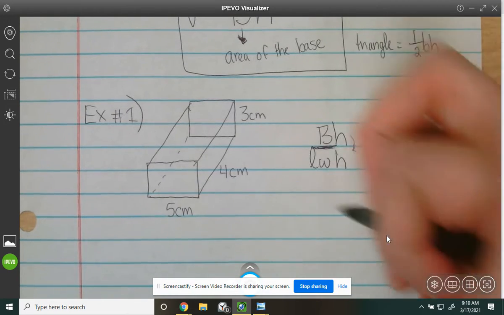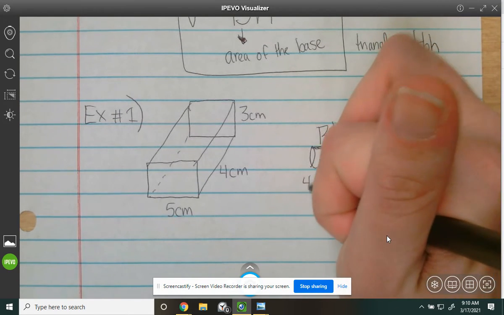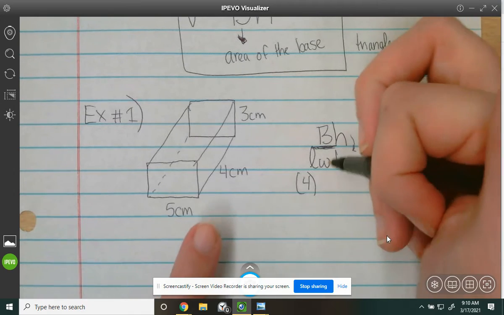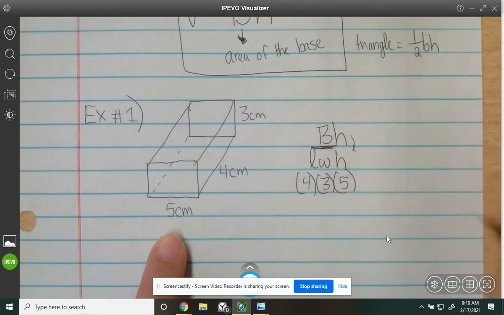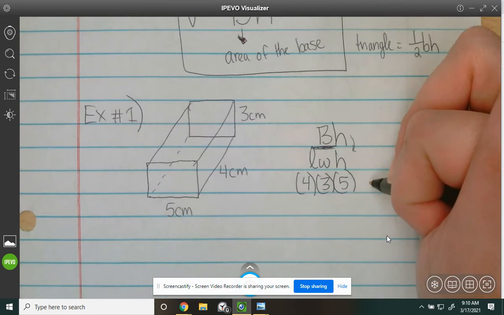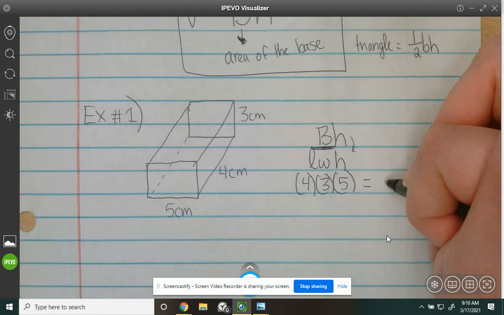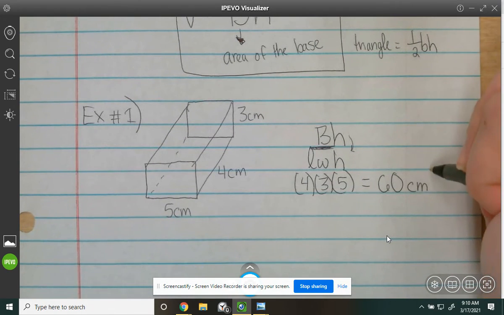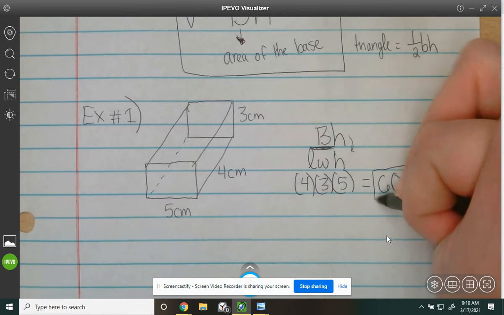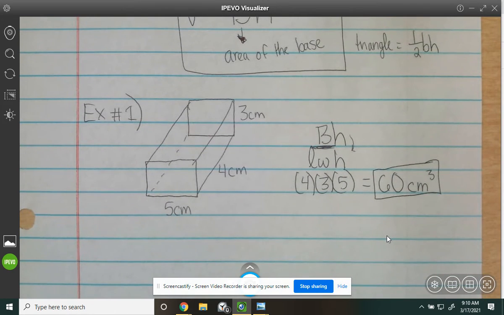So now all I'm doing is length. So let's say that's 4 times my width. Let's say that's 3. Oh, height is 5. Doesn't really matter because you're just multiplying all of your numbers together. So what is 4 times 3 times 5? 60. So my answer is 60 centimeters cubed because we're doing volume now. And that's as simple as it is. Length times width times height.